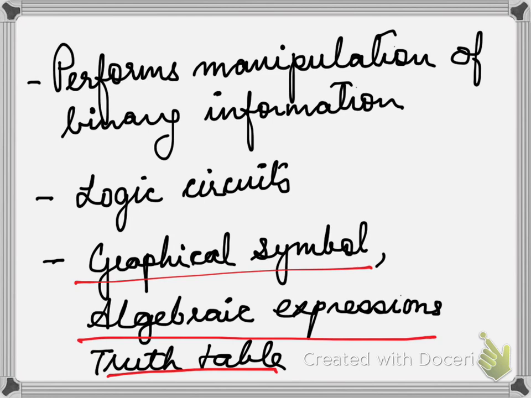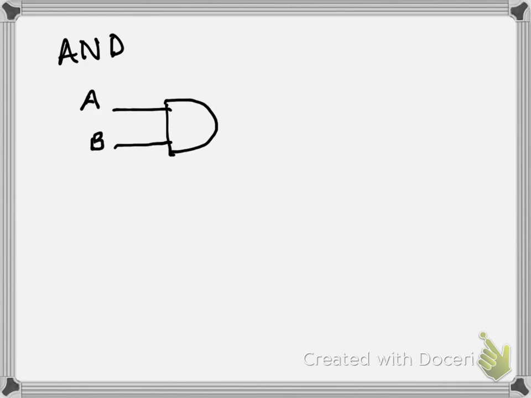Let us start with the first one, the AND operation. This is the name of the operation, and the graphical symbol used for the AND operation looks something like this. It takes two inputs. Say this input is A, this input is B, and it gives out one output. Let's say the output is X. This is the graphical symbol for AND.